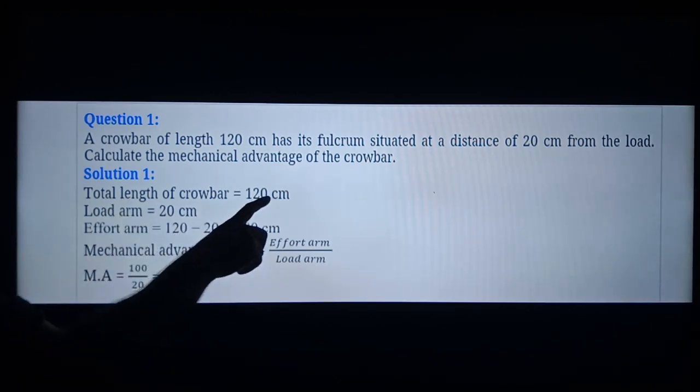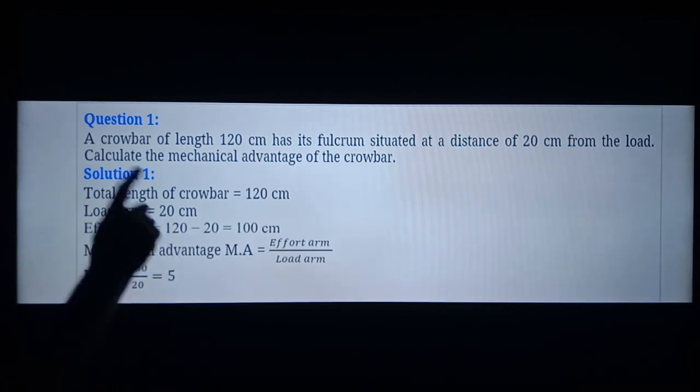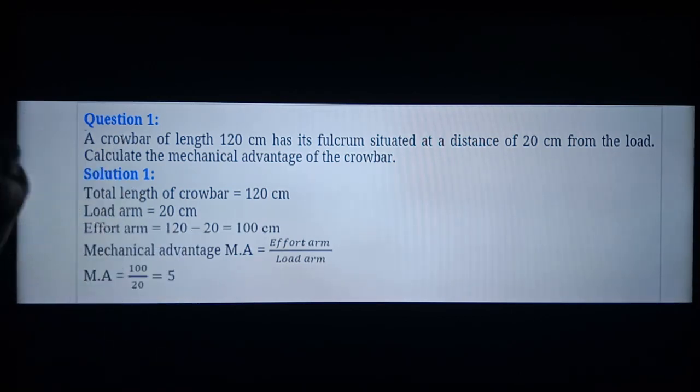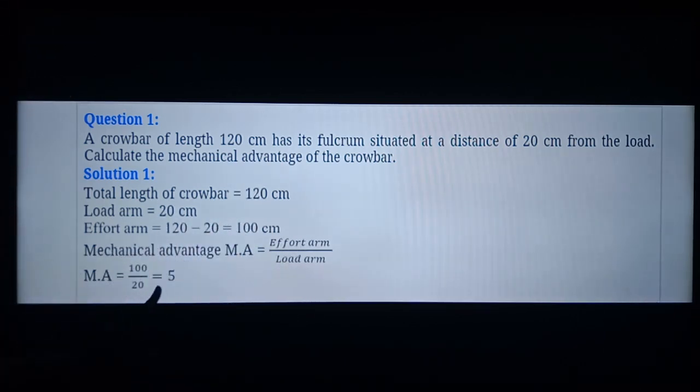The total length of the crowbar is 120 centimeter. The load arm is 20, so the effort arm will be 120 minus 20, because in a class first lever, the fulcrum lies between effort and load. So the effort arm will be 120 minus 20, that is 100. So the ideal mechanical advantage is effort arm upon load arm. Effort arm is 100, load arm is 20. So 100 upon 20, that is 5. Mechanical advantage does not have any unit.